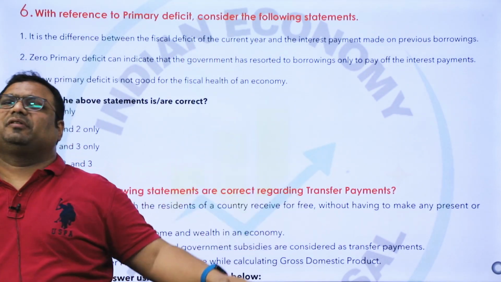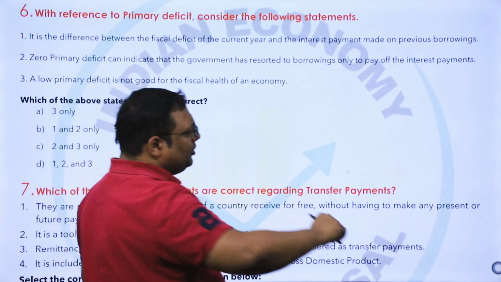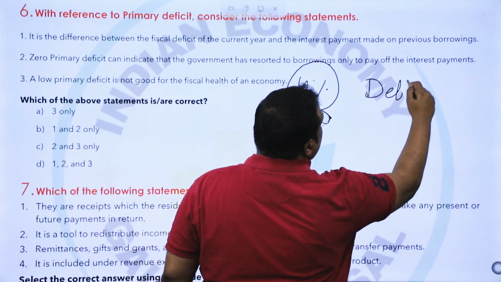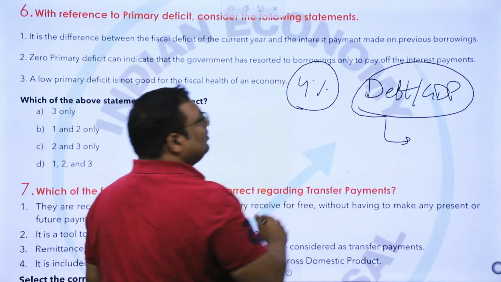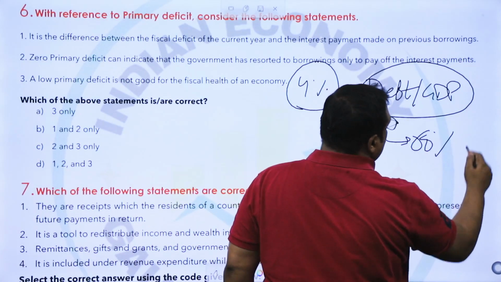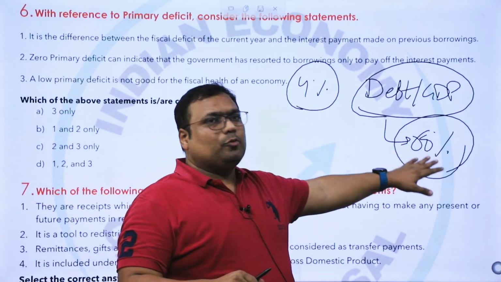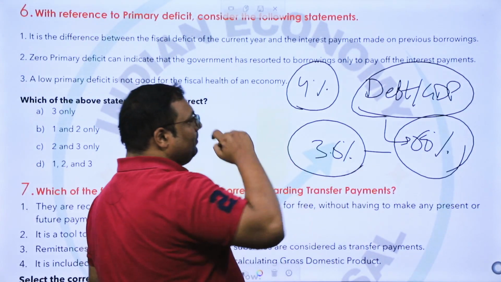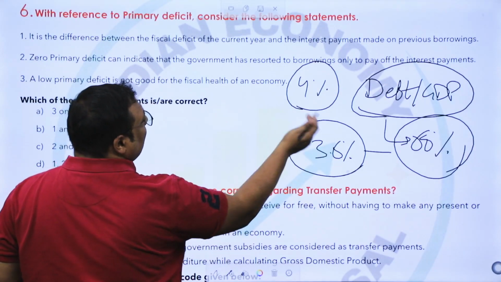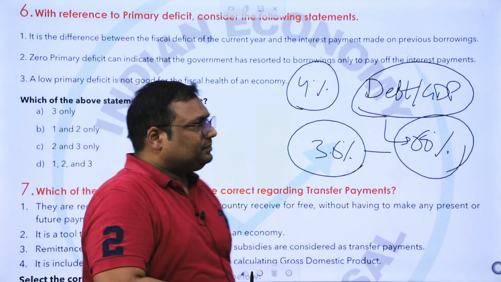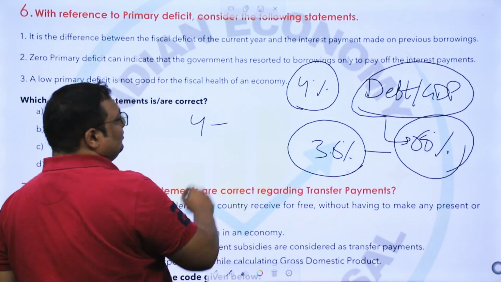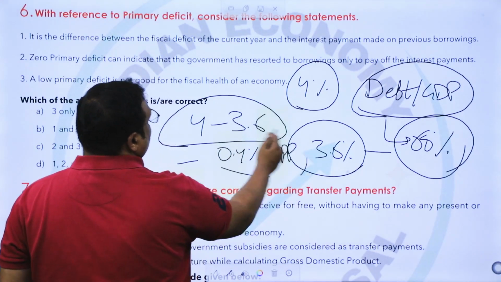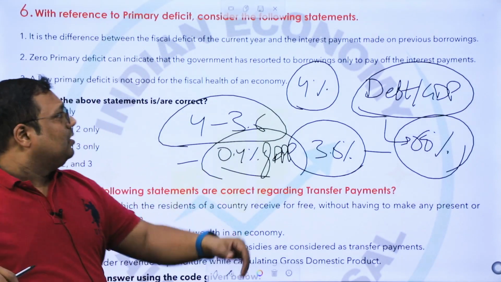So for example, fiscal deficit is, let us say, 4% of the GDP. And on my past loan, the debt to GDP ratio is about 60%. Now, on this amount, you have to pay interest. Let us say on this amount, you have to pay 3.6% of the GDP as interest. Now, you remove 3.6 from 4, and that is how you get the primary deficit. 4 minus this, and that will give us the primary deficit. So that will be 0.4% of the GDP. So that is how we calculate it. So first statement is correct.